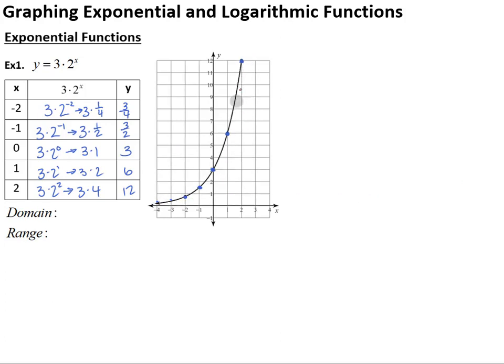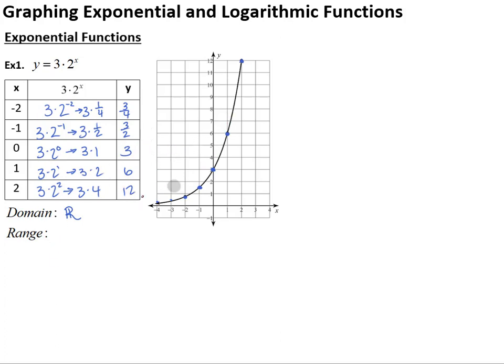Okay, so there's our nice graph drawn in, better than I can do by hand. So let's talk about our domain here, our possible x values. Remember, x is an exponent, and that does not have any restrictions on it. Our domain is the set of all real numbers, no restrictions.